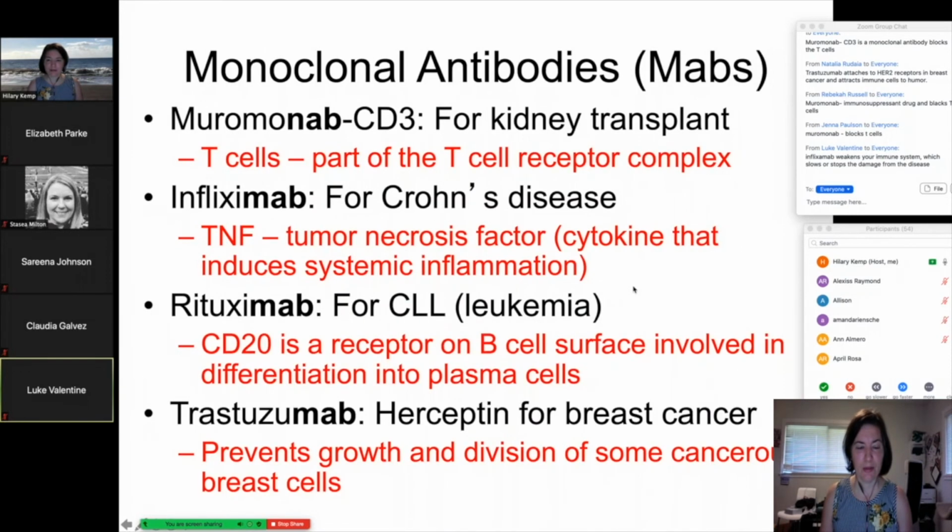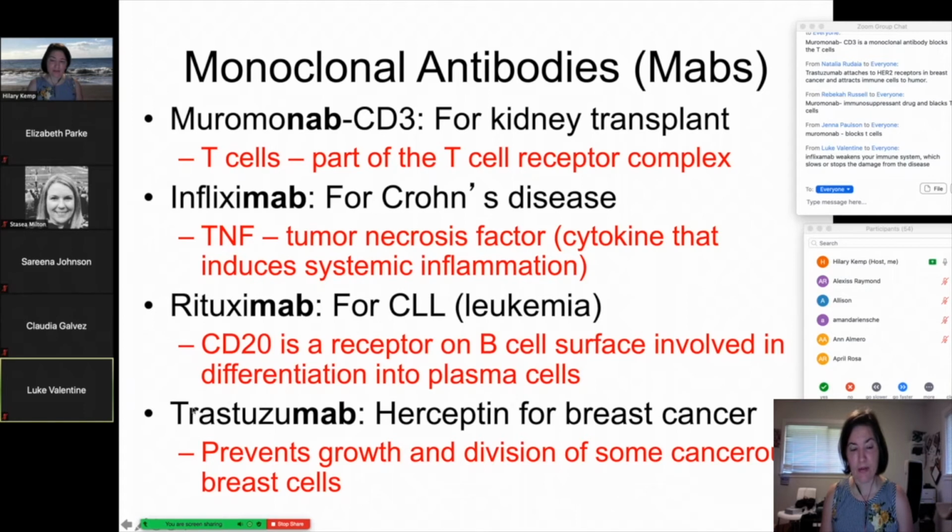Whoops, sorry about that. This is a drug that does a lot of things for different conditions, but includes one of the forms of leukemia. And so it targets a protein on the surface of B cells. And that is a B cell that's part of the leukemia.